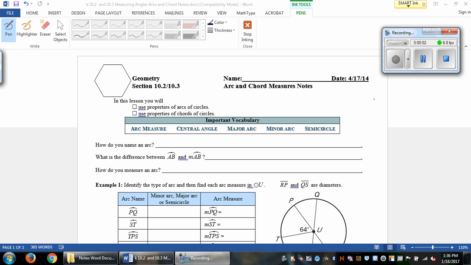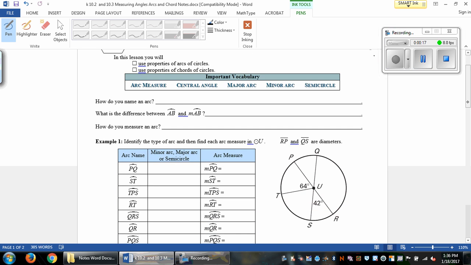These are the 10.2, 10.3 arc and chord measure notes for geometry. So here, in the beginning, what we're going to do is learn about arcs and learn about chords and what we can do with them. So the first question here is how do you name an arc?